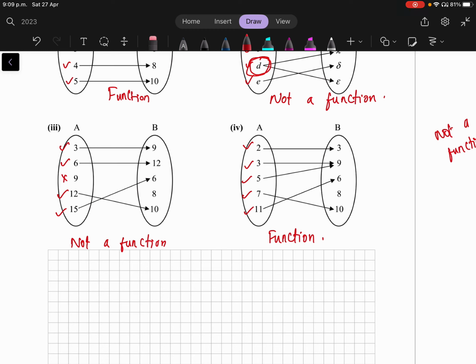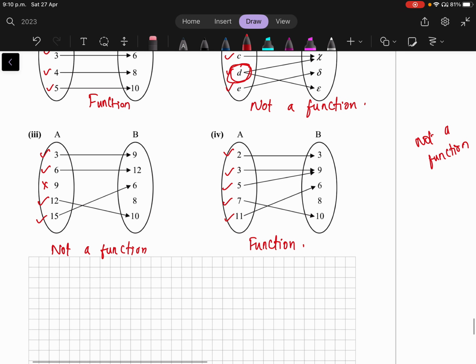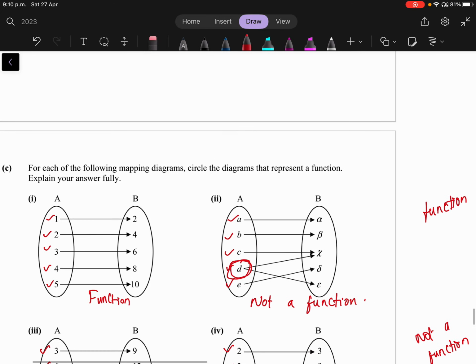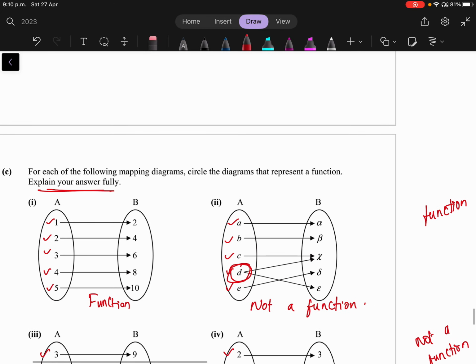So you have to identify this and then you have to explain it. How will you explain it? You should say that it is a function only if there's an arrow going out from each element of the domain, and there should be only one arrow going from each element of the domain. You have to have the explanation written here, only then you will get the mark, because they have mentioned, explain your answer fully. So you have to have an explanation written there. Okay, thank you.